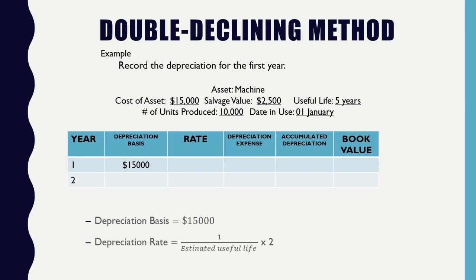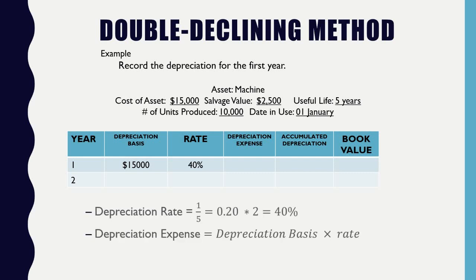Now you need to solve for the rate. Rate's going to be 1 divided by the estimated useful life. So in this case, we have 5 years of its life, right? So 1 divided by 5, okay? If you calculate that, that gives you 20%, but you have to multiply it by 2 because you are double declining it. So in this case, 0.2 times 2 is going to give you 0.4, or also known as 40%. So you're going to depreciate the asset 40%.